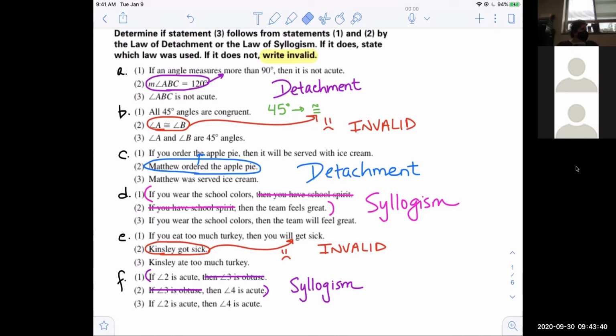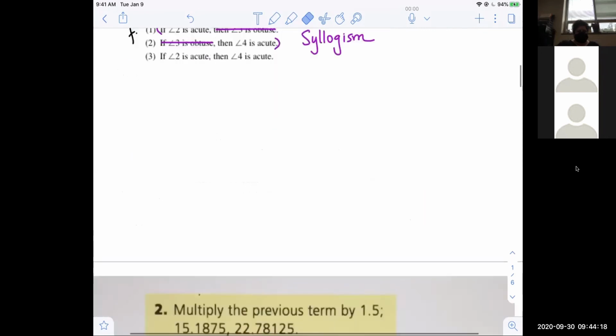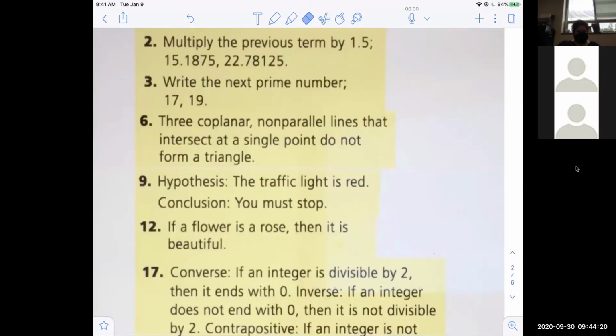Okay, questions on those? No, you really don't. Law of syllogism and detachment are more to help you think about the idea of logic. It's not really going to be something that you will use as a reason in a proof. Yeah, that's a good question. Okay, any other questions on that group of problems? Okay, here's the book, from the book.